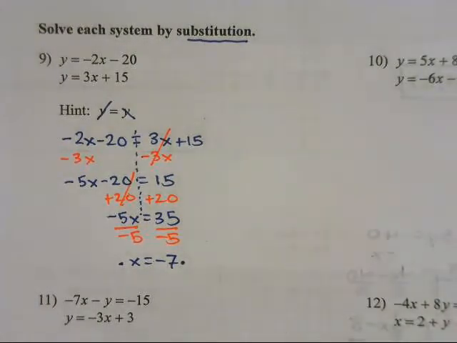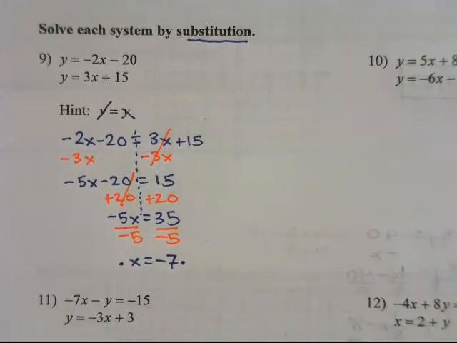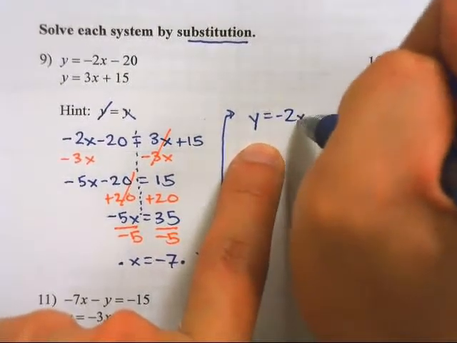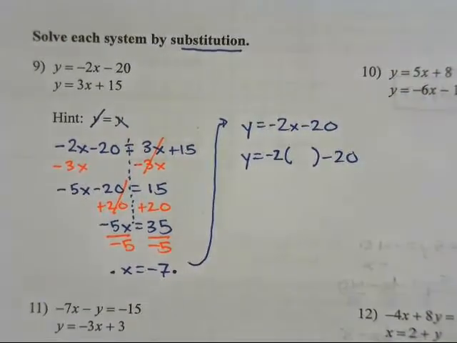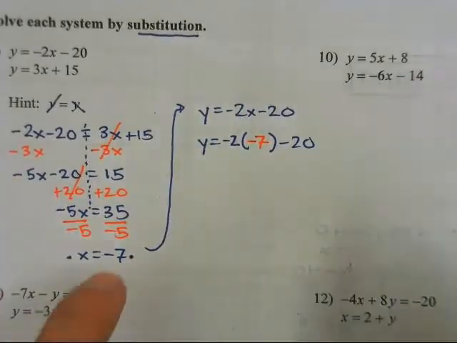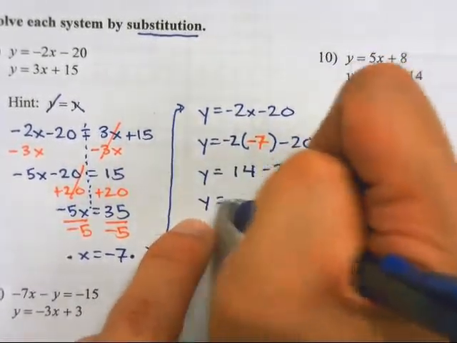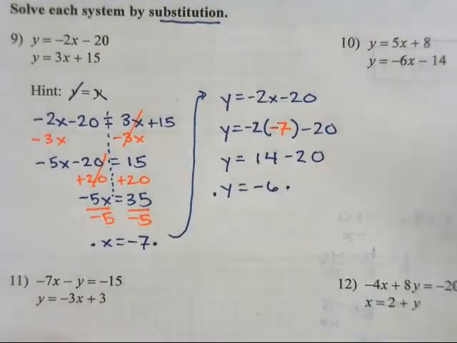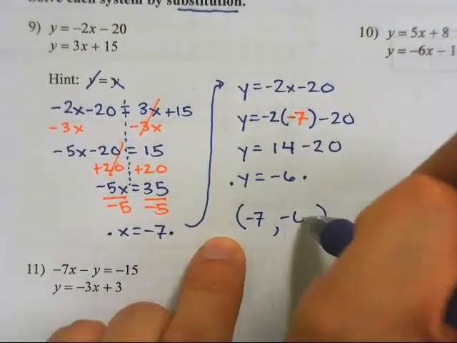What do we do next with the negative 7? Yes. And you can plug it in on either one. Let's just choose the first one. You could have also plugged it in on the second one. y equals negative 2x minus 20. y equals negative 2 times negative 7. And then you're just going to do PEMDAS on the right side. Negative 2 times negative 7 should be positive 14. And then positive 14 minus 20 should be negative 6, I hope. And please make it into the order of x comma y.